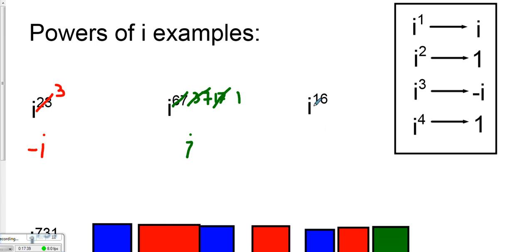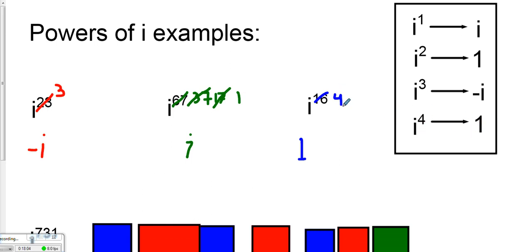We're going to do this i to the 16th 2 ways. First, I'm going to think of it as I'm going to subtract 12. If I subtract 12, I get i to the 4th. i to the 4th then, remember, is 1. So you can do it simply just by taking away the next closest 4, and i to the 4th is obviously 1.